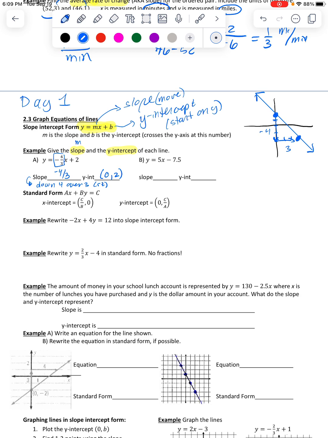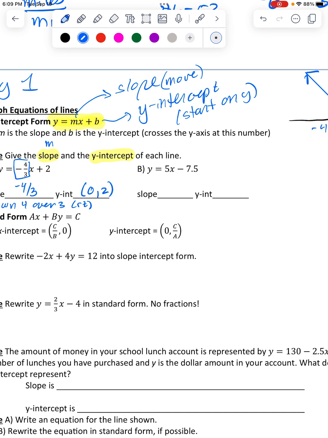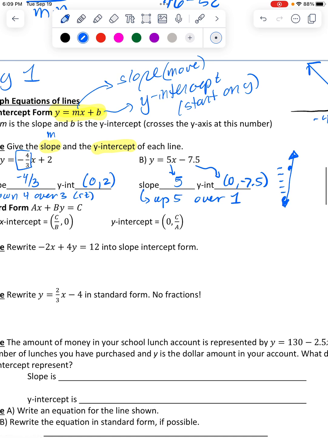Okay, so in this next one, my slope is going to be 5, and my y-intercept is going to be (0, -7.5). So you'd count down 7.5, and then from there go up 5 because it's positive, and then over 1. So that one would be pretty steep because if you're at a point and you count up 1, 2, 3, 4, 5, and you only go over 1, you end up with a pretty steep line, and it is positive, so it goes up from left to right.